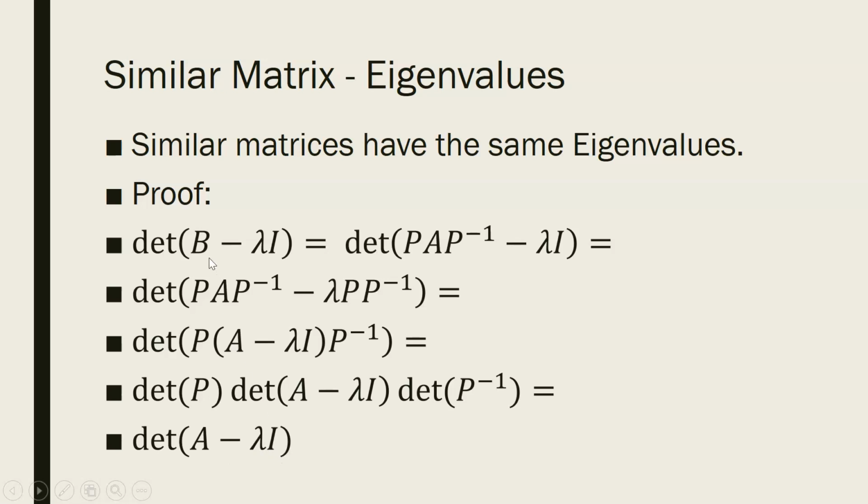And what that means is that the characteristic polynomial for B is going to be the exact same as the characteristic polynomial for A when it's simplified. So they must have the same eigenvalues.